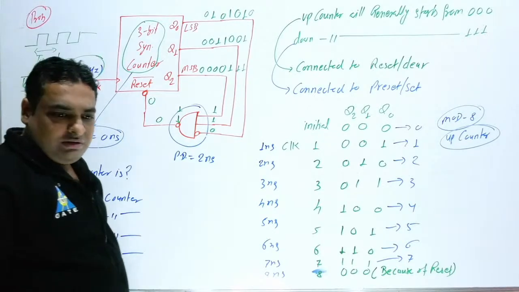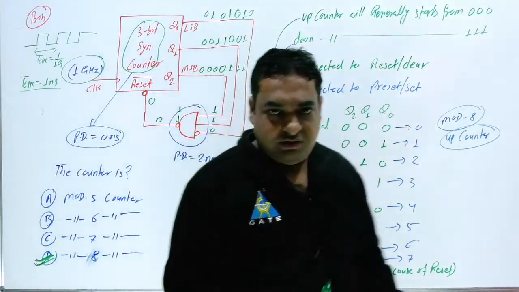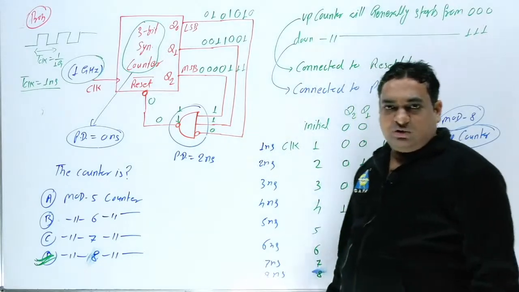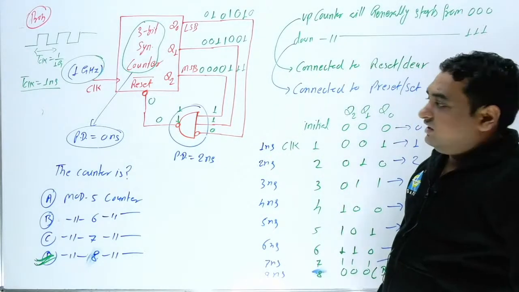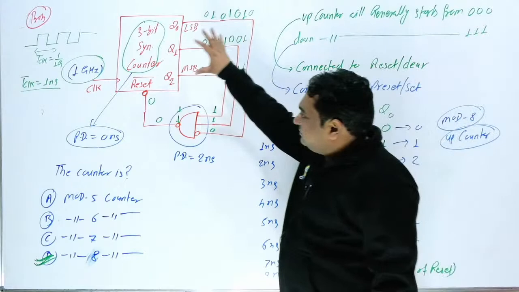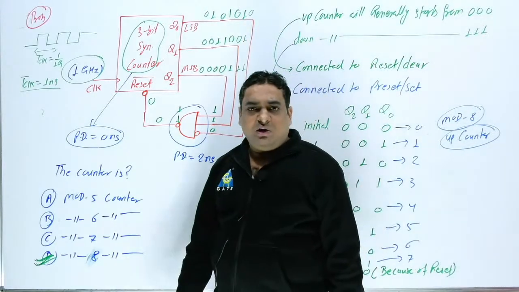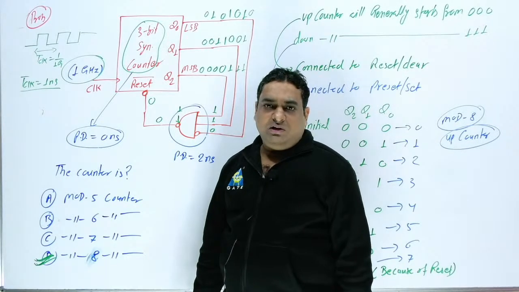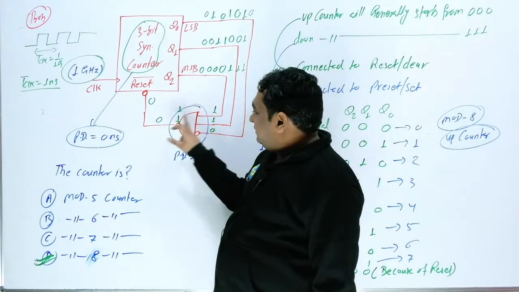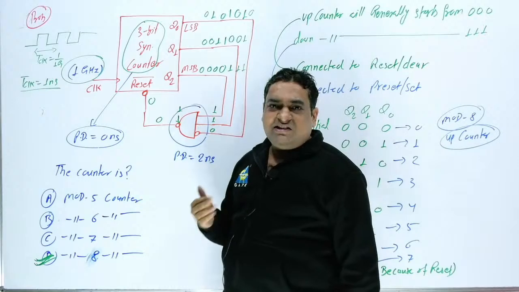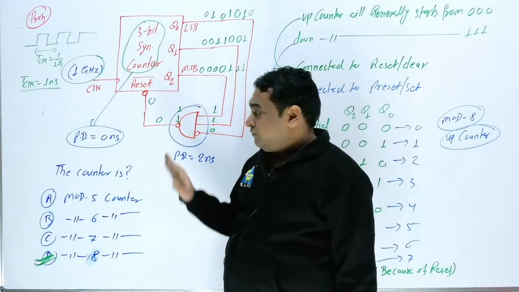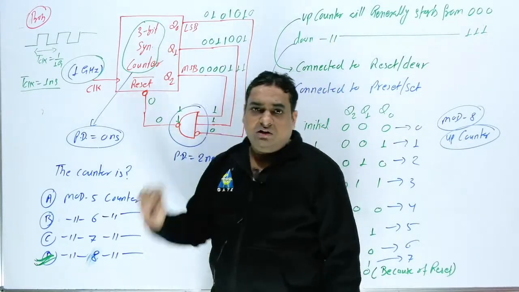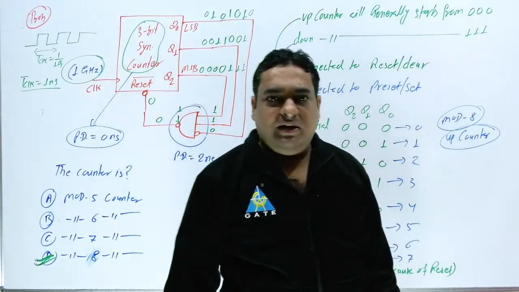So in this question, first you have to think whether this circuit will be an up counter or a down counter. If this is connected with reset or clear, this will be an up counter. If this is connected with preset or set, this will be a down counter.